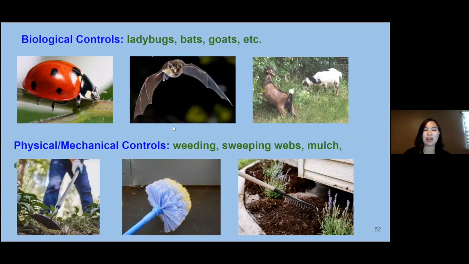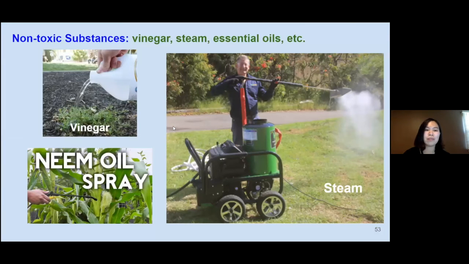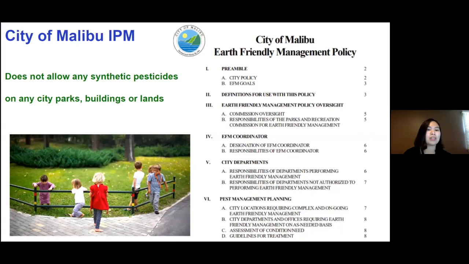So next, while we're on the topic of Malibu, I'm going to talk a little bit about the Malibu IPM, which was passed. It was an earth-friendly IPM in 2013. As a result, the city does not use synthetic pesticides or fertilizer on any of their parks, buildings, or lands. And the city council is currently working on banning all synthetic pesticides within the city limits.